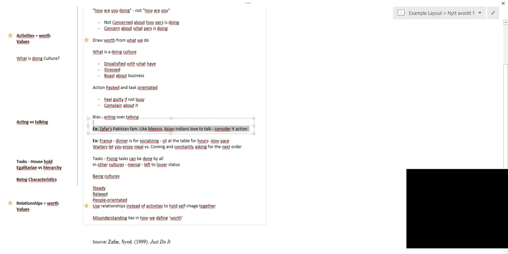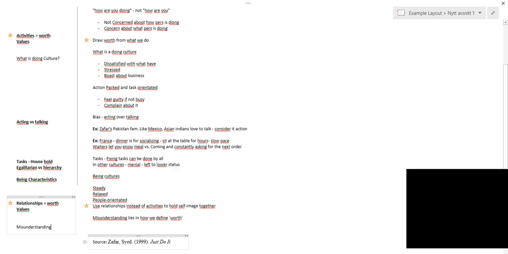And there was a key point here. The misunderstanding lies in how we define worth. So we might actually write even misunderstanding here. Okay, and then at the bottom I wrote the source.